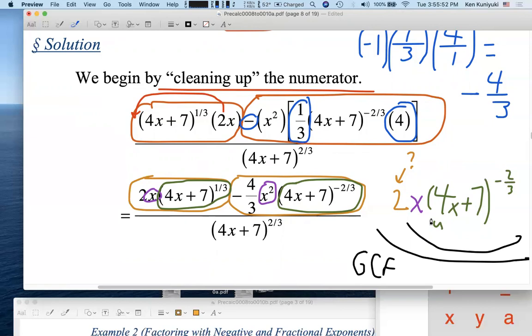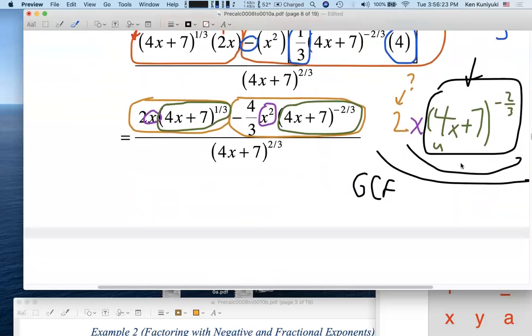Notice the 4x plus 7 here. We have a power of 4x plus 7 in the bottom. I think we're going to have to manipulate this guy. So at the very, very least, I think we're going to have to factor out u, or 4x plus 7, to the negative 2/3 out of the top. Maybe factor out an x also. Maybe factor out a 2 also. But at the very least, we're going to have to factor out this thing. Okay, let's do it. Let's factor the top.